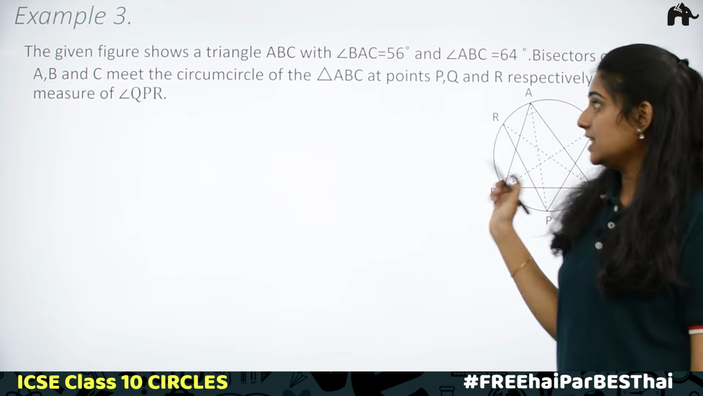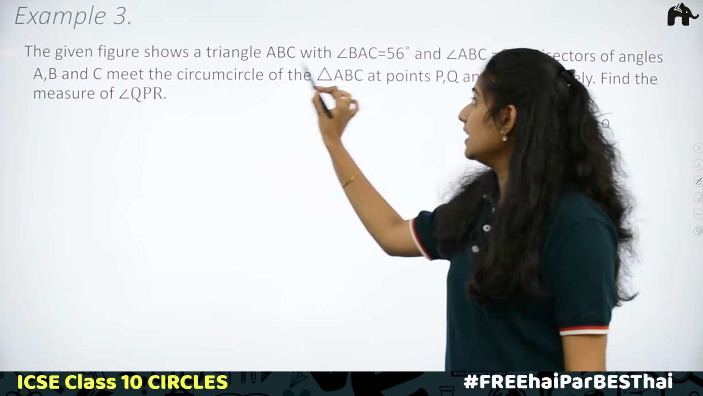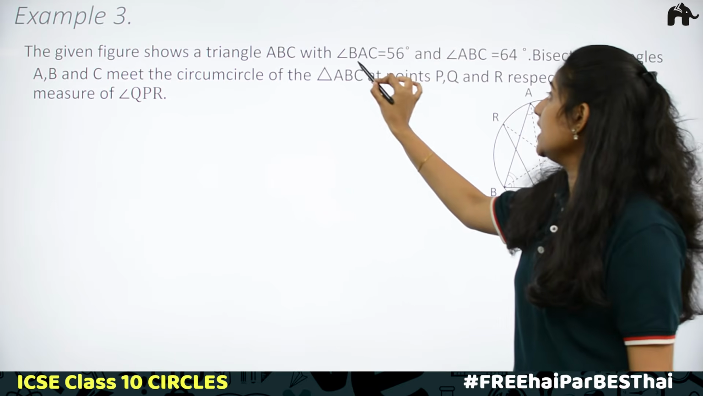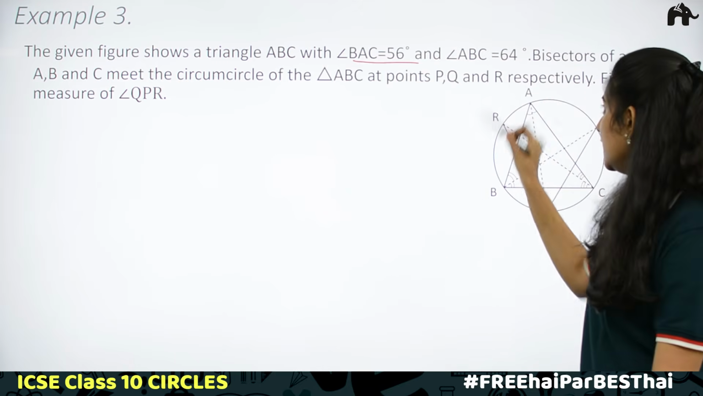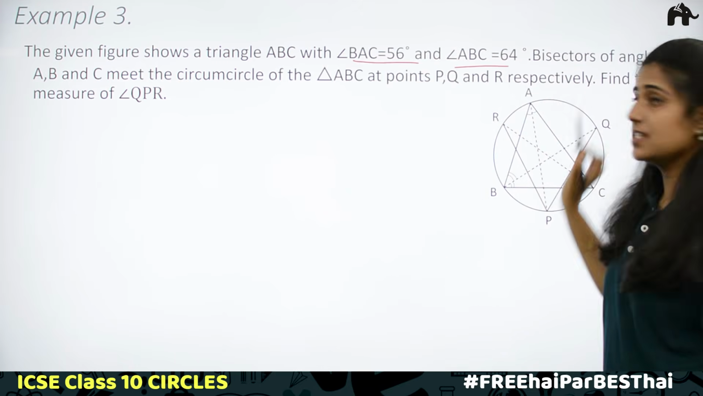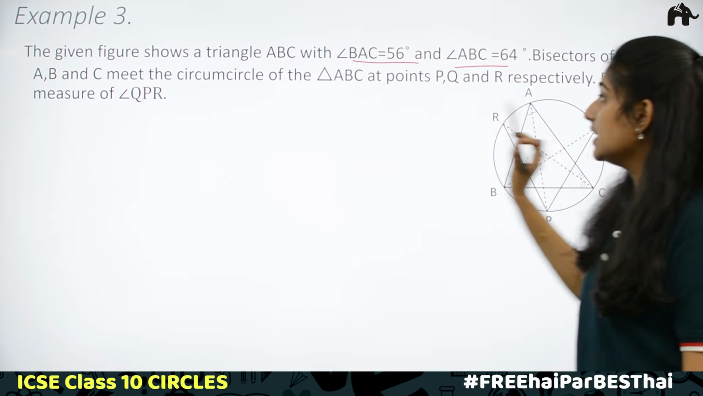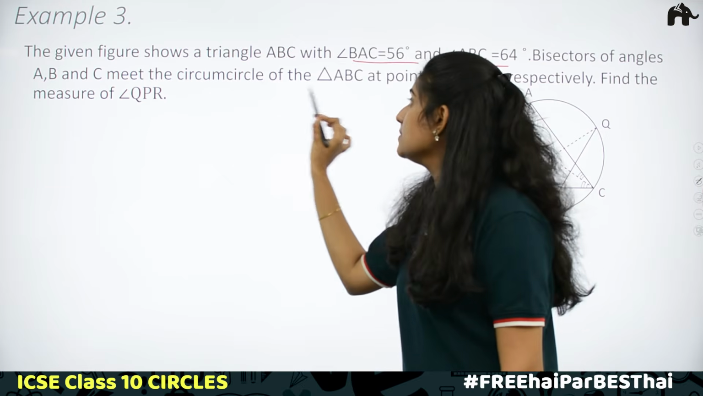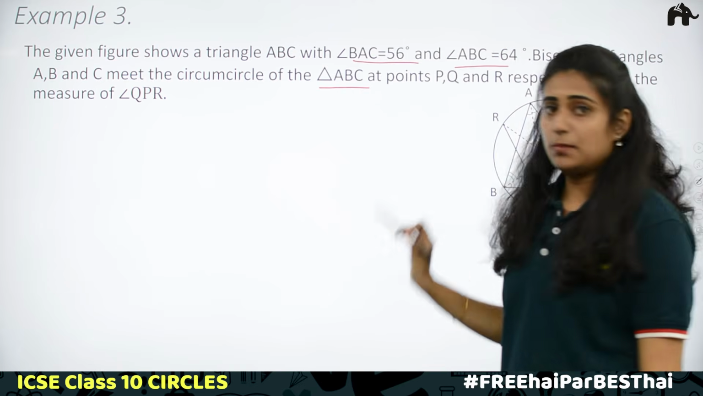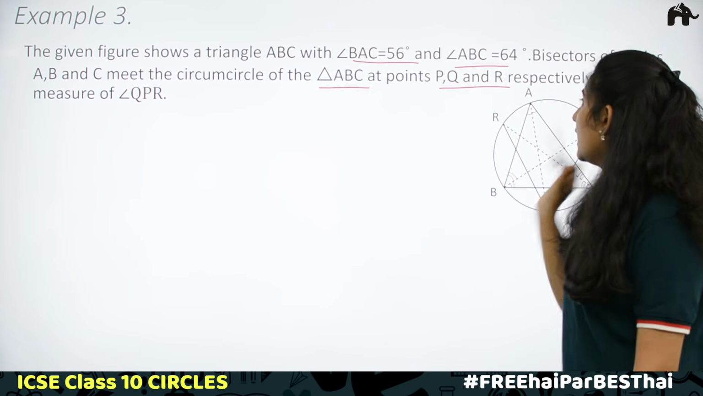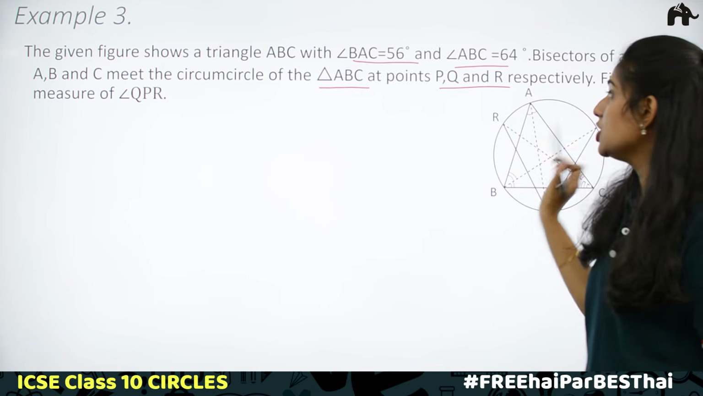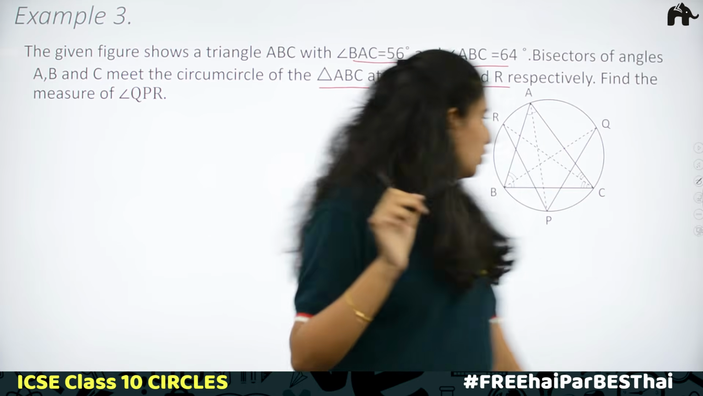Clear? Example 3. The given figure shows a triangle ABC with angle BAC equal to 56 degree and ABC equal to 64 degree. Bisectors of angles A, B and C meet the circumcircle of the triangle ABC at points P, Q and R respectively. Find the measure of QPR.